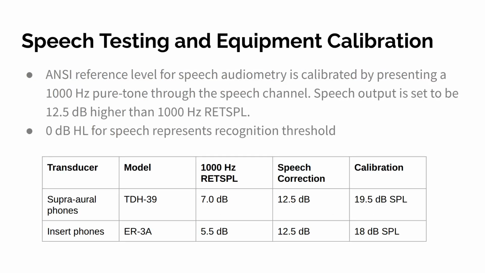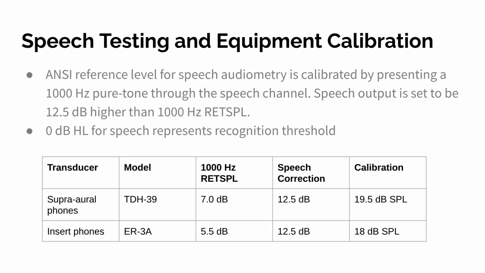So for speech testing, we want to talk about how we calibrate the equipment. We use the ANSI reference level for speech audiometry to calibrate a 1000 hertz pure tone through the speech channel, and then the speech output is set 12.5 dB higher than the 1000 hertz RETSPL. The RETSPL is the reference equivalent threshold sound pressure level. It's just a conversion factor that lets us go from dB SPL to dB HL. So that's what a RETSPL is. It just moves from dB SPL that you've talked about in acoustics class to dB HL, which we use with the audiometers.